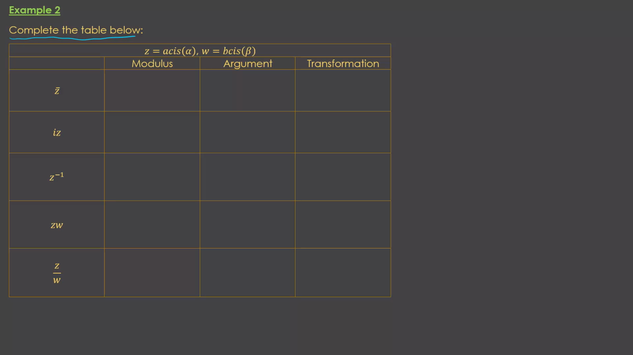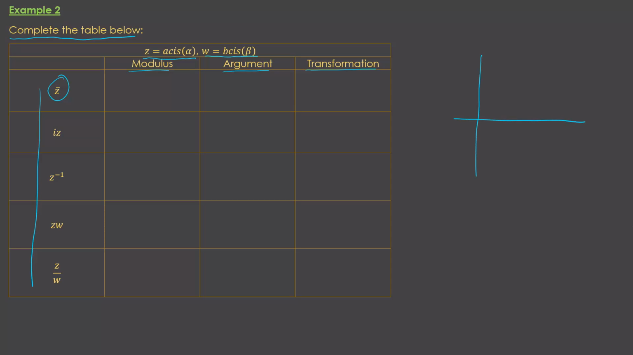Complete the table below. We're given that Z is equal to A cis alpha, W is equal to B cis beta, and we've got various quantities down here, and for each we want to state the modulus, argument, and the transformation. The first one is Z bar, which is, of course, the conjugate of Z.